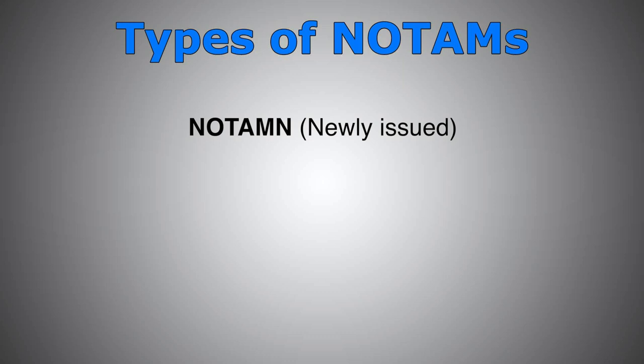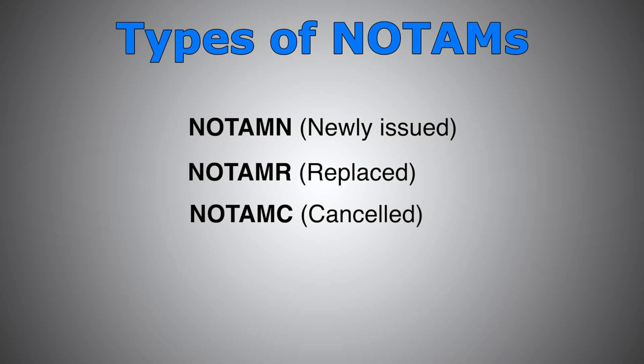Then, when for some reason that NOTAM is no longer valid or effective, you're gonna find a NOTAM R. R stands for replacement or replaced. So this NOTAM is issued whenever it is intended to replace a previously issued NOTAM for any reason it could be. And then last but not least, you're gonna find NOTAM C. So NOTAM followed by the letter C, which stands for cancellation. So a NOTAM is issued to cancel any previously issued NOTAMs that are no longer in effect.